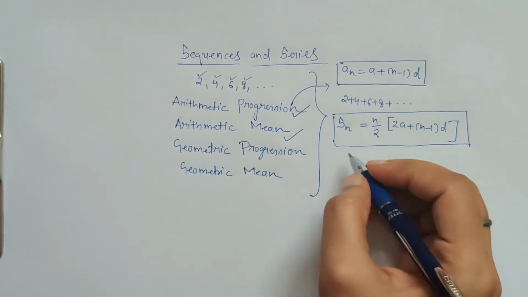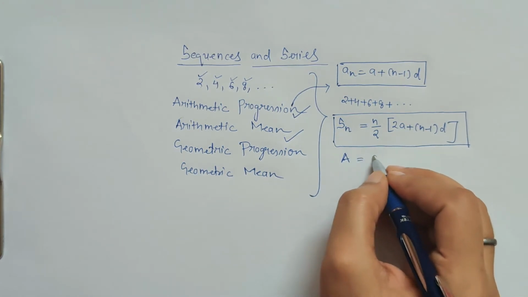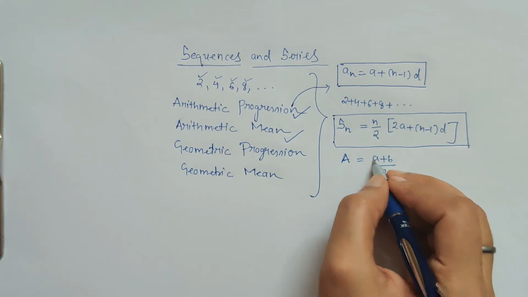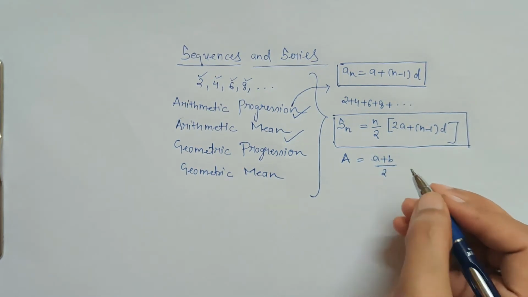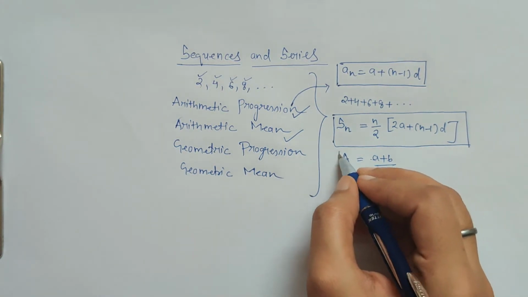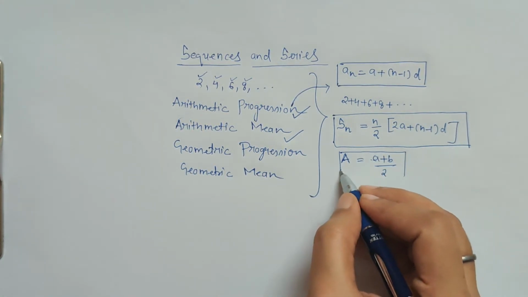In that case, the formula is a plus b upon 2, where a and b are the numbers between which the arithmetic mean has been asked. So this is another important formula.